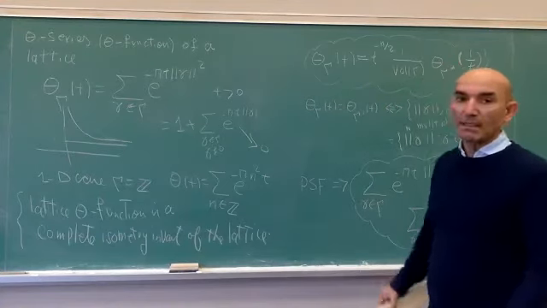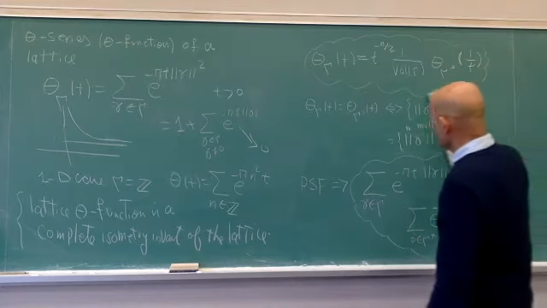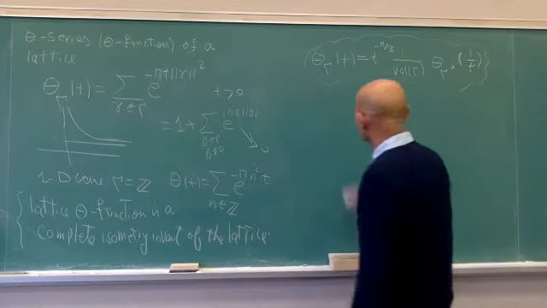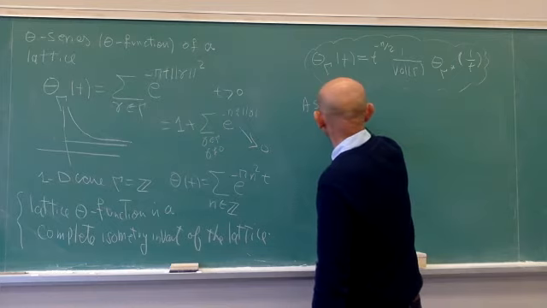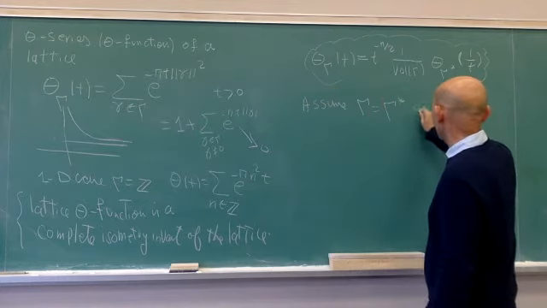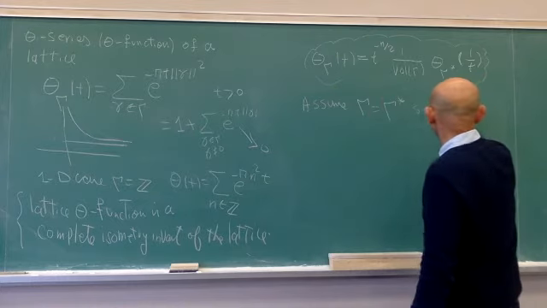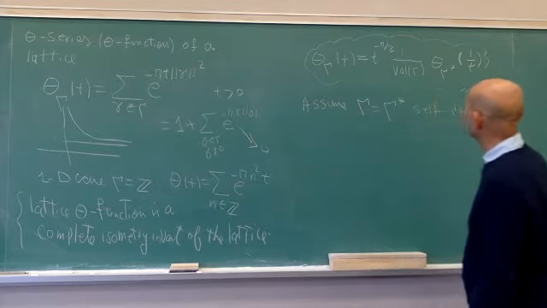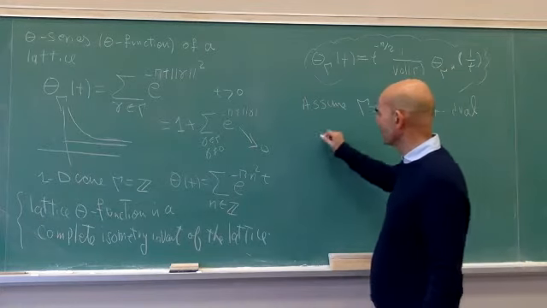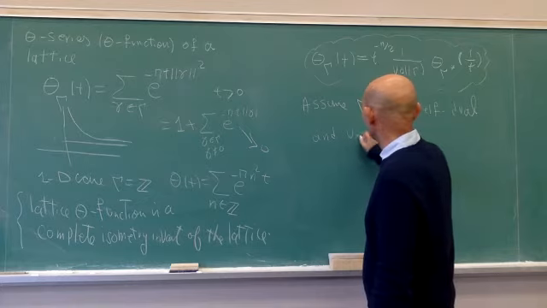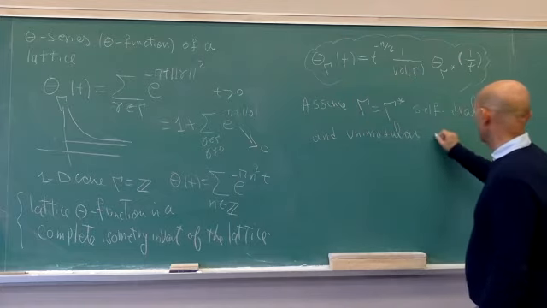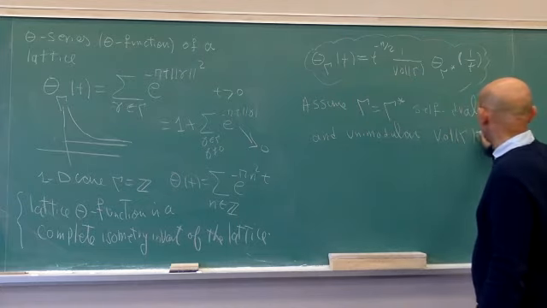Assume you have a lattice that's self-dual, okay? Assume gamma is equal to gamma star, so self-dual lattices. Okay, then and unimodular. Unimodular means that volume of gamma is equal to 1.